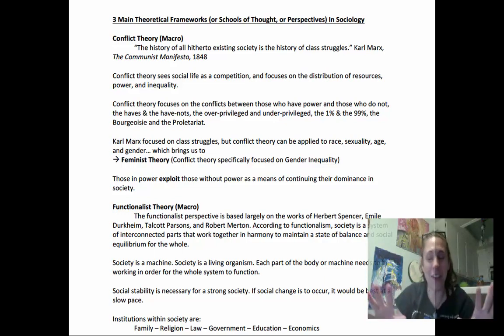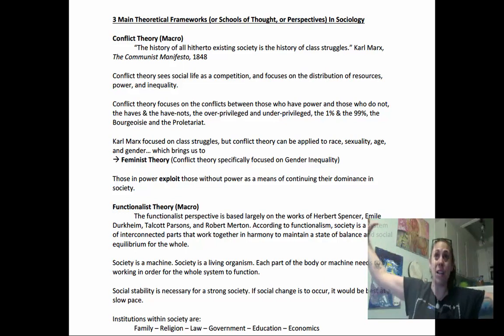Have I lost you? It's okay. We'll get there. We will get there. All right. First and foremost, conflict theory. This is a macro sociological perspective. That means it looks at the greater society, the big institutions.